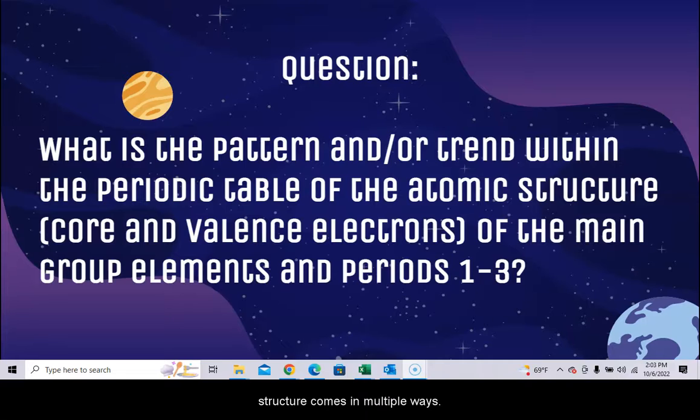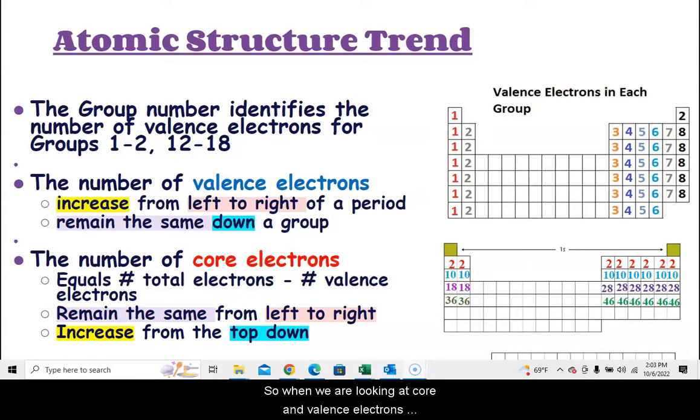Well, atomic structure comes in multiple ways. We're first going to look at core and valence electrons. Then we are going to look at atomic radius and ionic radius. So when we are looking at core and valence electrons, they are the electrons in those outermost rings, and they go up across groups, across periods, and they remain the same down groups and families. Basically, they increase left to right.